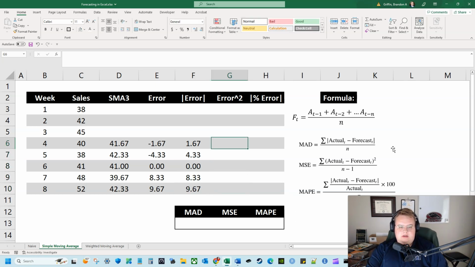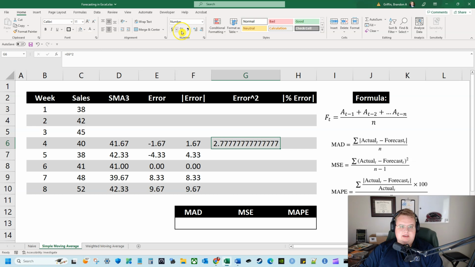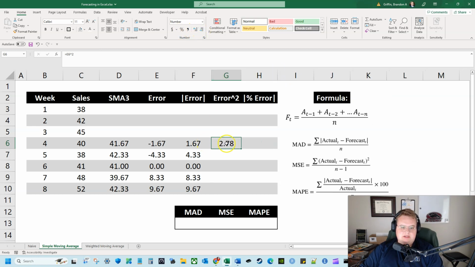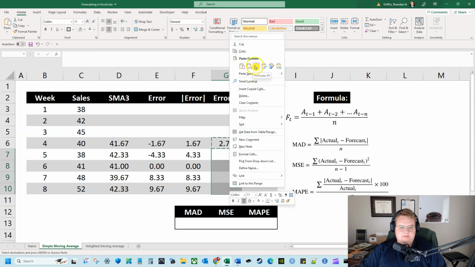For our error squared, we can do equals, and reference the negative number, because when you multiply something by itself, it's going to turn positive. It doesn't matter if it's positive or negative. So I'm going to square that, and that extended my columns a little bit, so I'm going to round that to 2 decimal places. And I can copy and paste this formula all the way down.